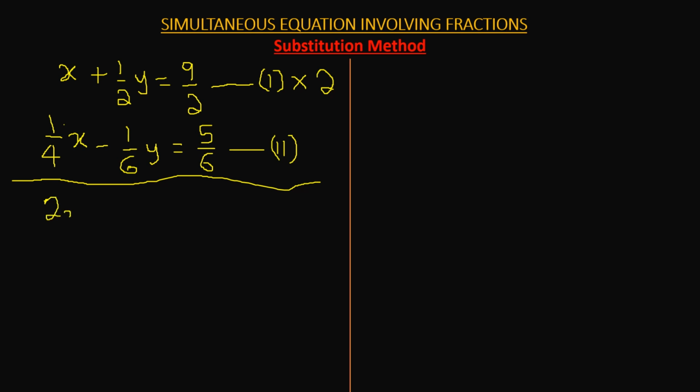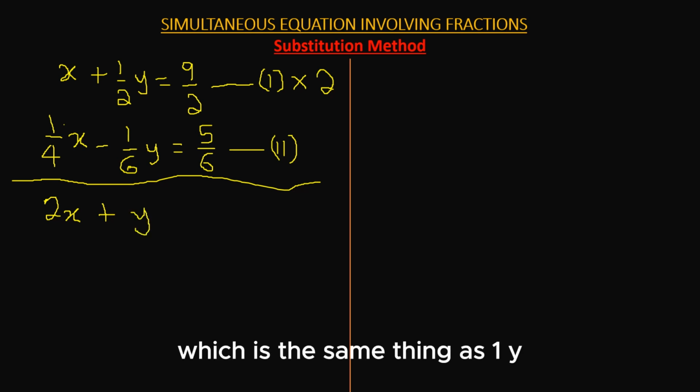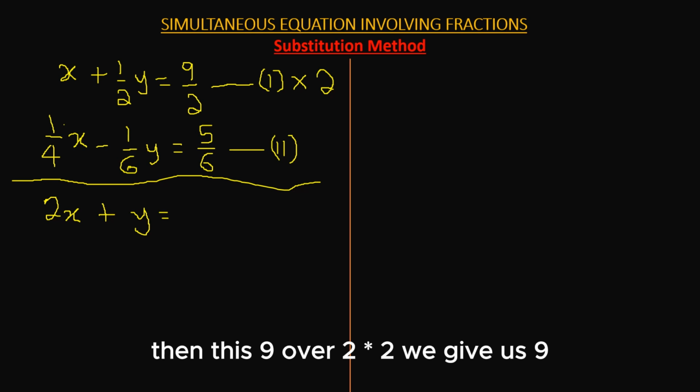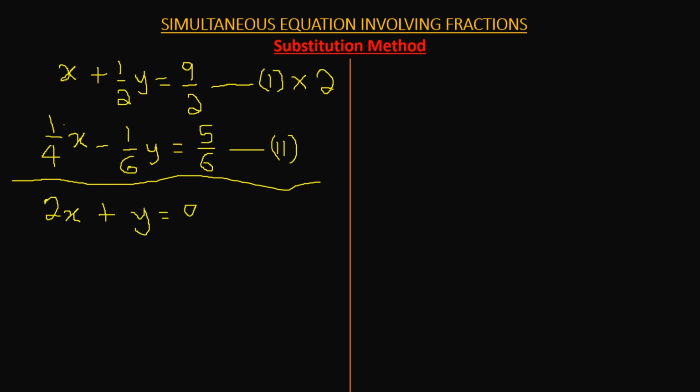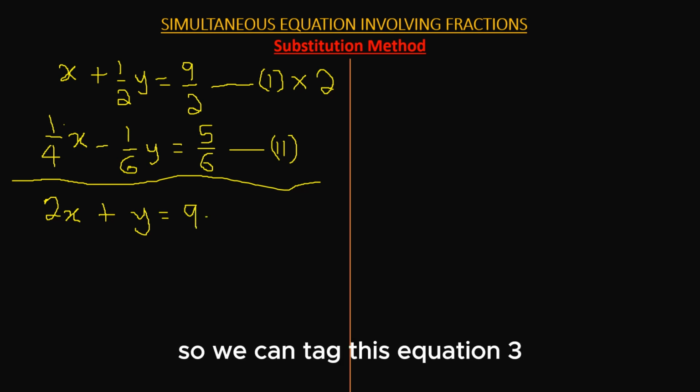2x plus 1 over 2 times 2 will give us 1, so that will give us y, which is the same thing as 1y. Then 9 over 2 times 2 will give us 9. So we can tag this equation 3.